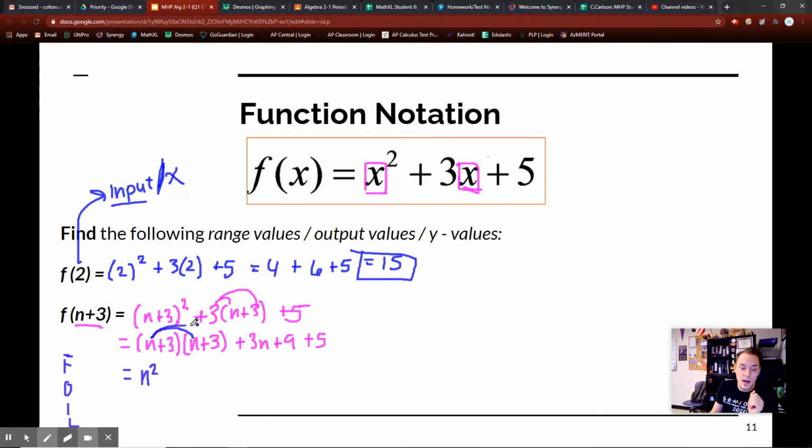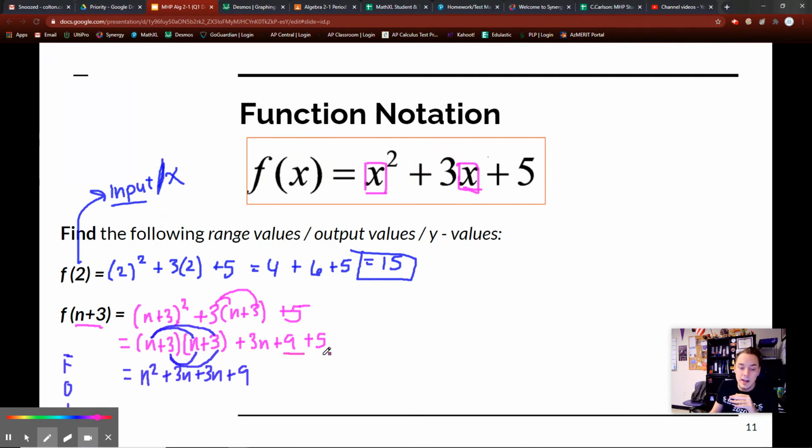So then I do my outer terms. N times 3 is plus 3n. I do my inner terms. 3 times n is again plus 3n. And then I do my last term. 3 times 3 is plus 9. So that's what it looks like when I FOIL it all out. Maybe some of you remember that.